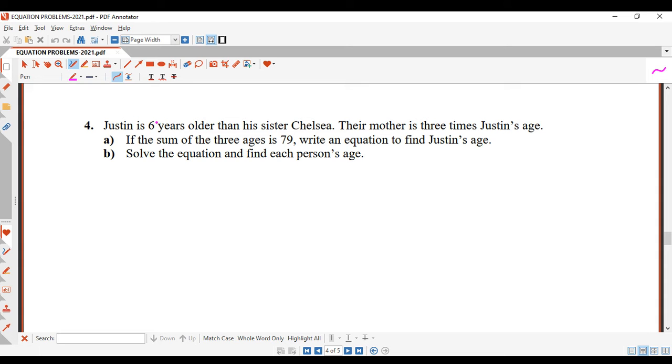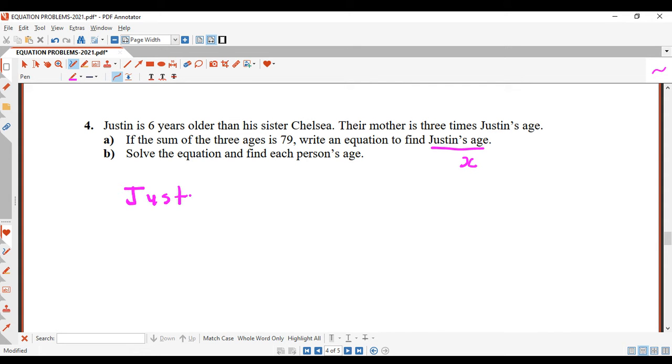It says Justin is 6 years older than his sister Chelsea and their mother is 3 times Justin's age. Part A says the sum of the three ages is 79. Write an equation to find Justin's age. So we've got to find Justin's age. We're going to call Justin X. Now let's write down the three people.